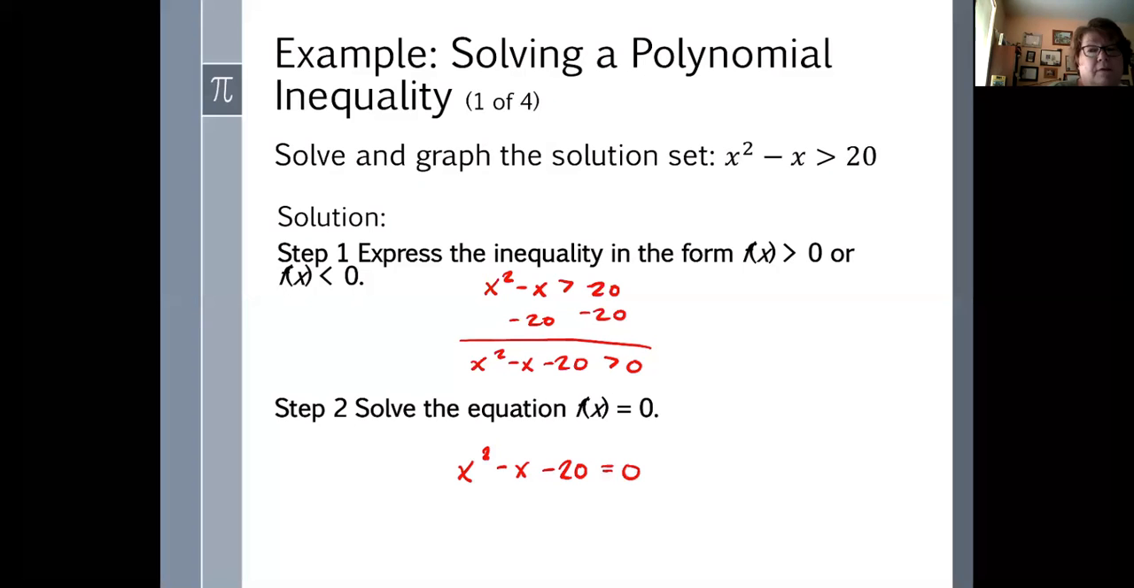And I'm going to solve that using factoring. That's the easiest way to do this. You could certainly use the quadratic formula. So I need two factors of negative 20 that when I add them, outside plus inside, I get negative 1. So that would be what? Negative 5 and positive 4.